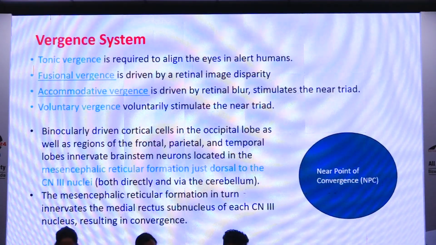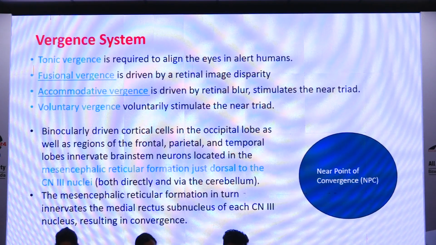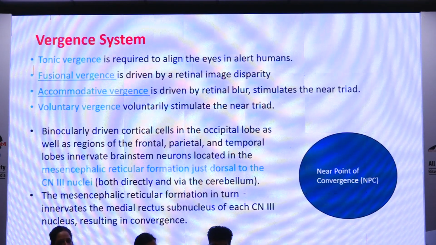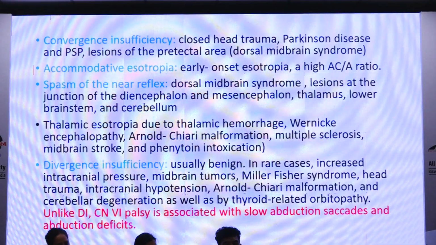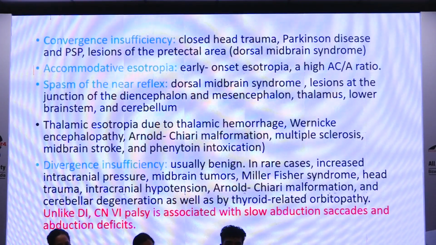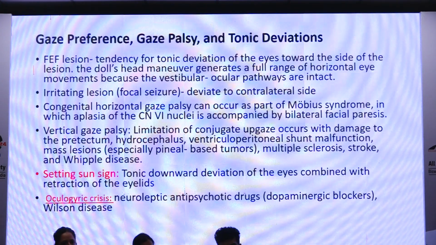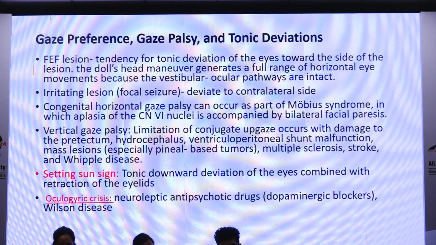The last is the vergence system. I will not go into detail on vergence. Convergence and divergence are a basic part of the strabismus workup. One important thing related to convergence is dorsal midbrain syndrome. All of you should know dorsal midbrain syndrome. Convergence insufficiency is a part of this syndrome, and sometimes there can also be divergence insufficiency. And gaze preference I have already told, with an irritating lesion.